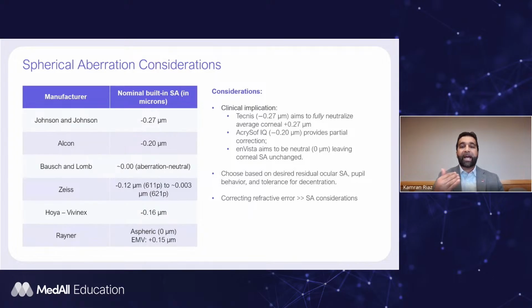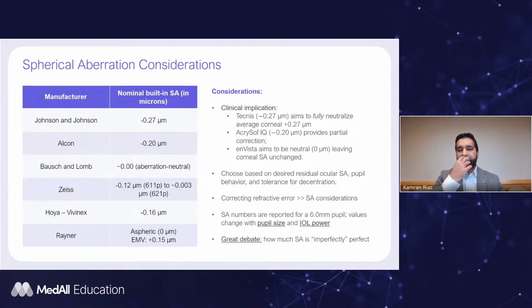Let's say somebody has had a hyperopic laser vision correction, we would actually want to maybe do an aberration neutral, or maybe even put in a spherical IOL here, or like the Rayner here, which has the EMV, which has a little bit of plus spherical aberration to correct some of that spherical aberration closer towards zero. So again, there's a great debate about how much spherical aberration is imperfectly perfect for every single patient.